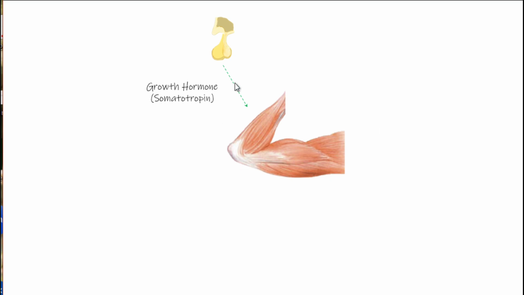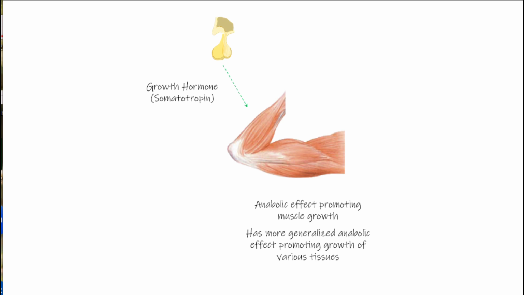And then finally, we'll mention the effects of growth hormone on muscle. Growth hormone is an anabolic hormone, so it's going to promote muscle growth. Now, it's easiest for us at this time just to comment on the fact that it will cause an increase in muscle mass, but realize that growth hormone also has some more generalized anabolic function, promoting growth of various tissues.